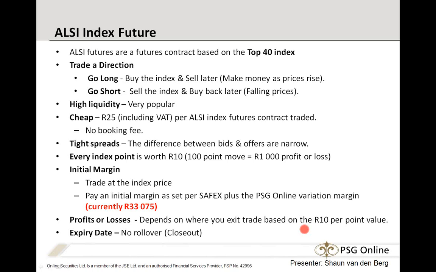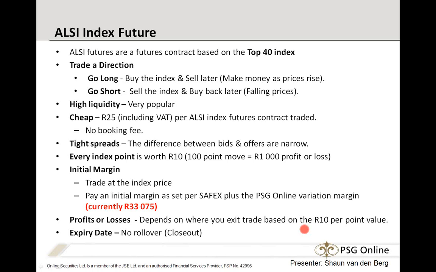This is very popular, especially with institutions, because it's highly liquid. It's highly tradable. Secondly, they're very, very cheap. It only costs you 25 Rand, and that's including VAT, but it's per Aussie contract. And there's also no booking fee. There's no 60 Rand booking fee with this. There are very, very tight spreads between the bids and the offers. They're very, very narrow.